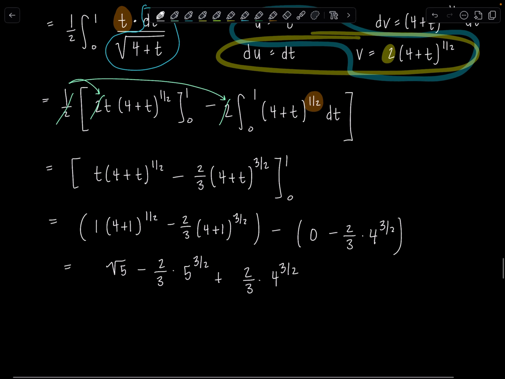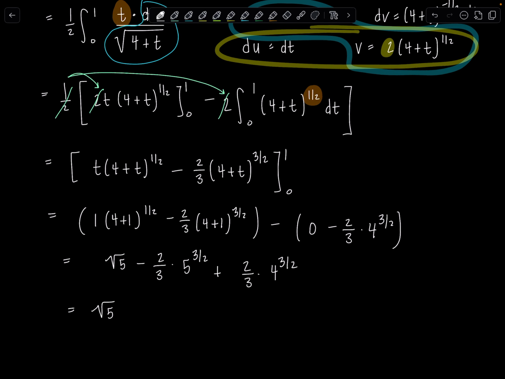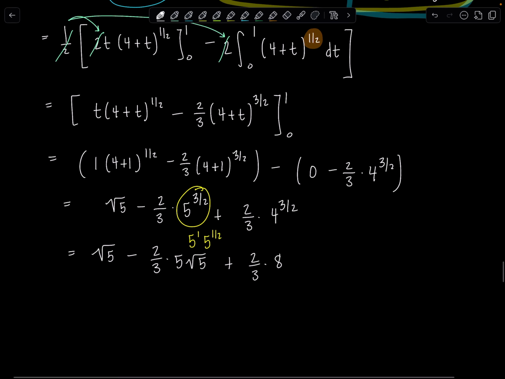Okay, so let me rewrite this. This is square root of 5 minus 2/3 times 5 to the 3/2, that's 5 to the first times 5 to the 1/2. So it becomes 5 square root of 5 plus 2/3, 4 to the 3/2, you take the square root of 4 and then raise it to the third power. So square root of 4 is 2, 2 cubed is 8. All right, how do we feel about this? It's a gross little answer, but it's correct, so you should love it.